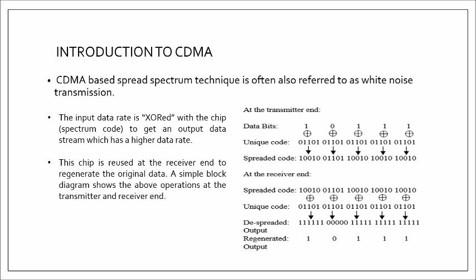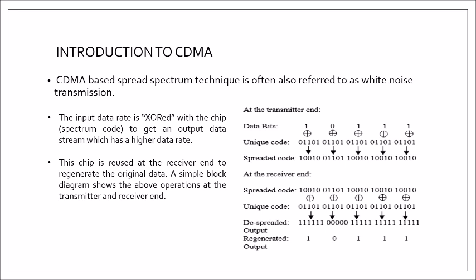Introduction to CDMA. The CDMA-based spread spectrum technique is often also referred to as white noise transmission. The input data is XORed with the chip or the spectrum code to get an output data stream which has a higher data rate. This chip is then reused at the receiver end to generate the original data. A simple block diagram shows the actual set of operations at the receiver and transmitter end.